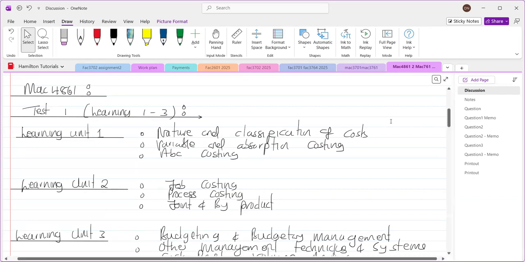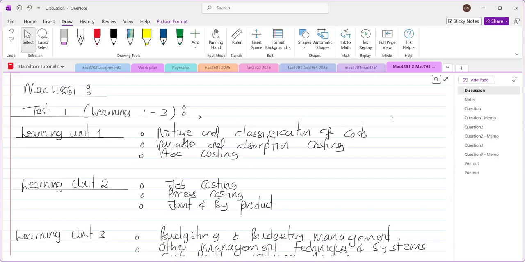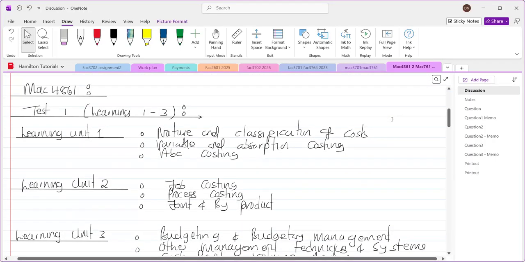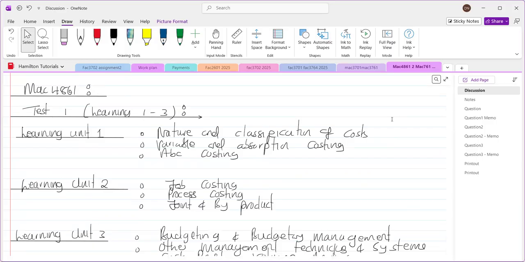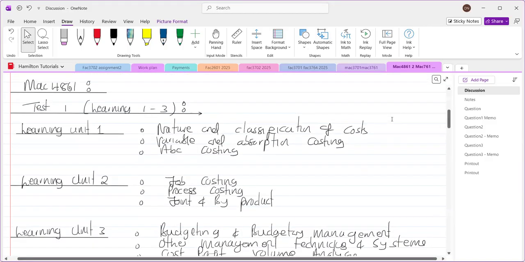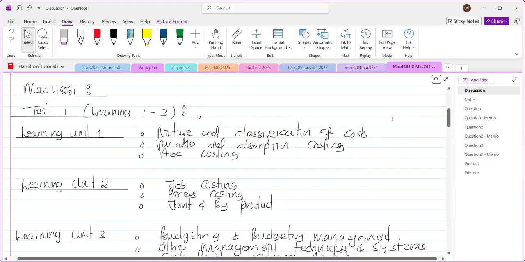So, but we'll deal with that after the class. I will need you to send me the latest study guide. So I'm using 2025 here. Hopefully, the material is still consistent. Right. So for MAC 4861, if the material is still consistent, we are starting with the costing part as in the previous year. And test number one will be covering learning unit number one up to three.